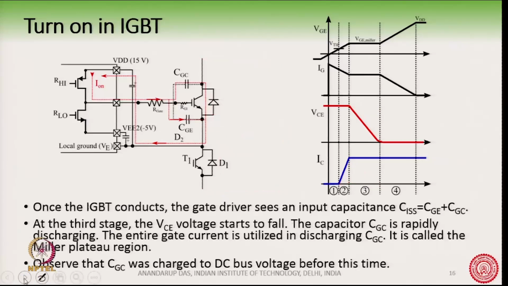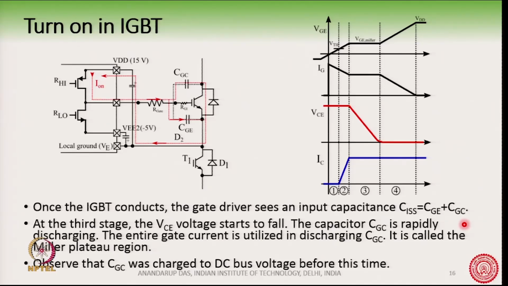Now, what happens once the IGBT has started to conduct? This gate driver is seeing an input capacitance which is the parallel combination of two of these capacitors. You see this switch has started to conduct. So, this path will have two parallel capacitors here. These two capacitors are in parallel, so the driver is seeing an input capacitance which is the parallel combination of the two.